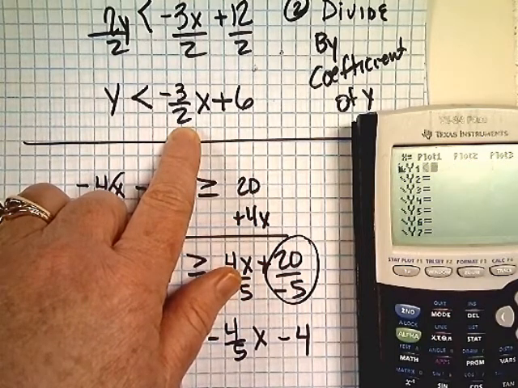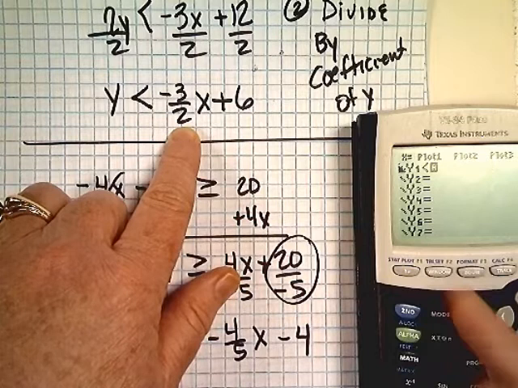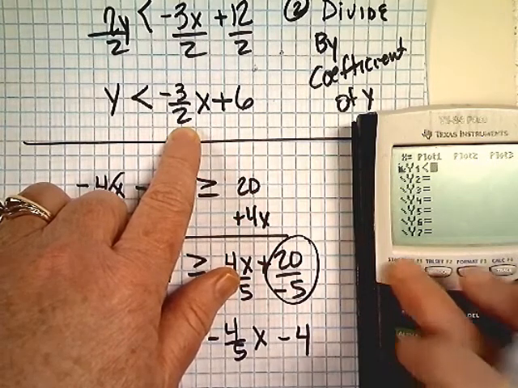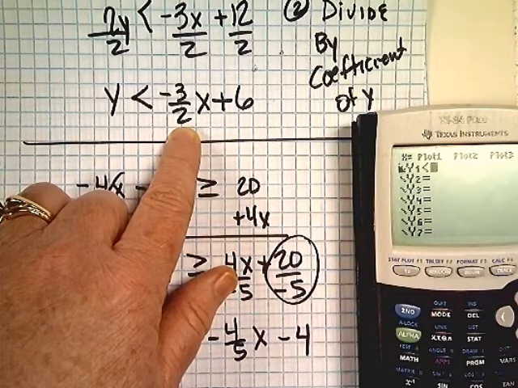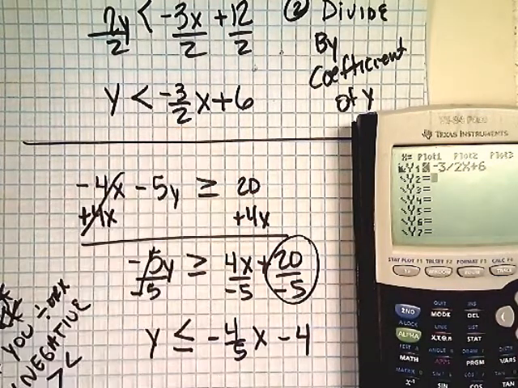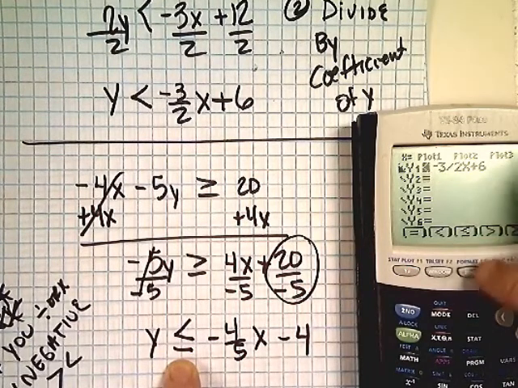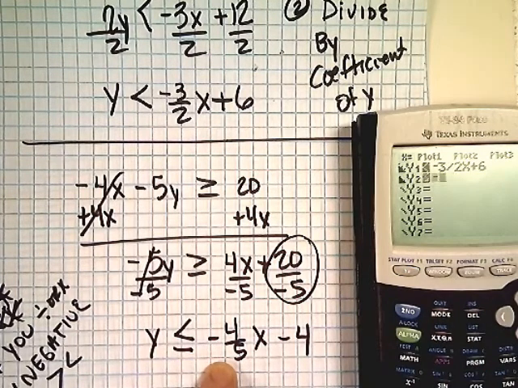Or you could type it in this way. You could go get that fraction. Oh, it's not doing it for me in here. Okay, negative 3/2 x plus 6. Then you go down, and we're going to change y2. It needs to be this symbol. That's right there. It's above the zoom button. So it's alpha zoom, and it is negative 4/5 x minus 4.